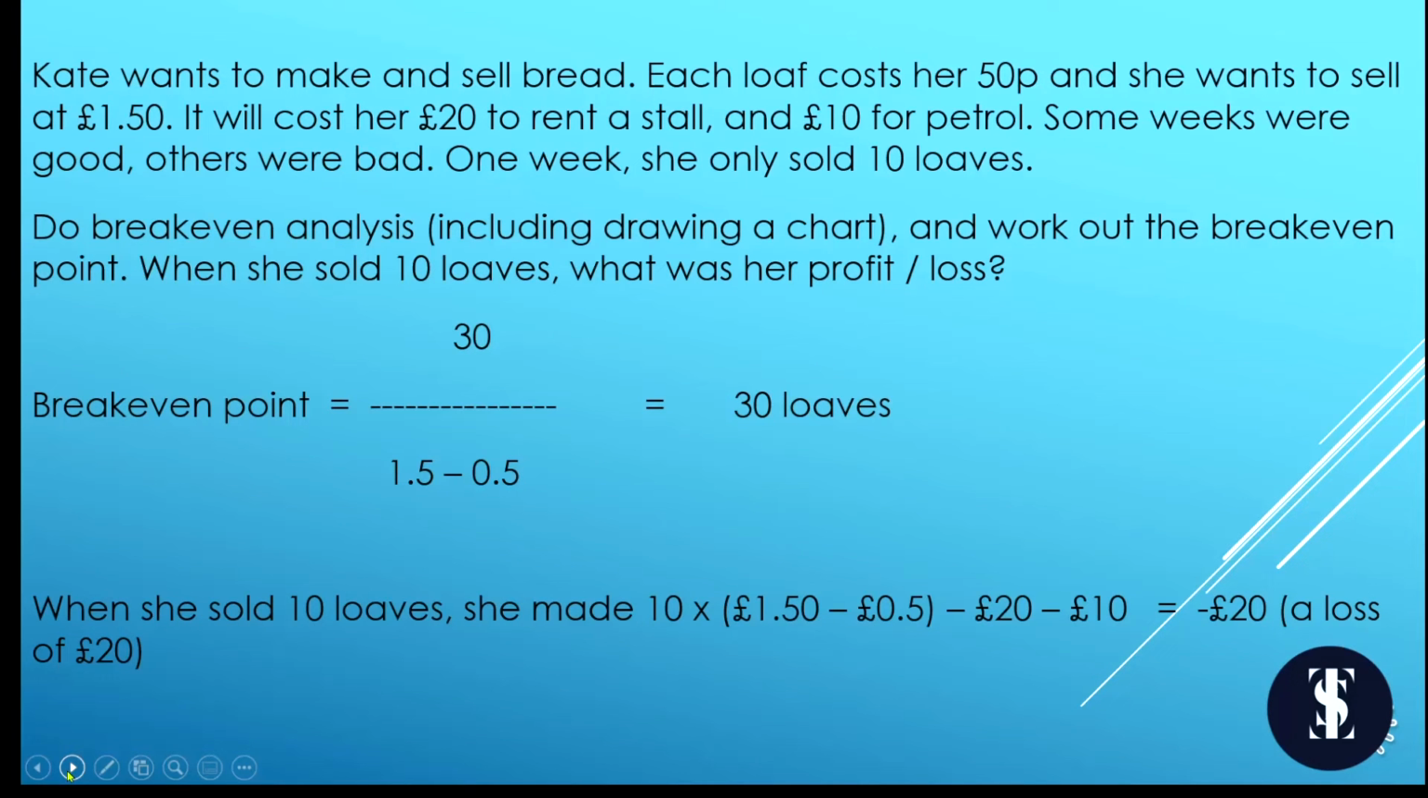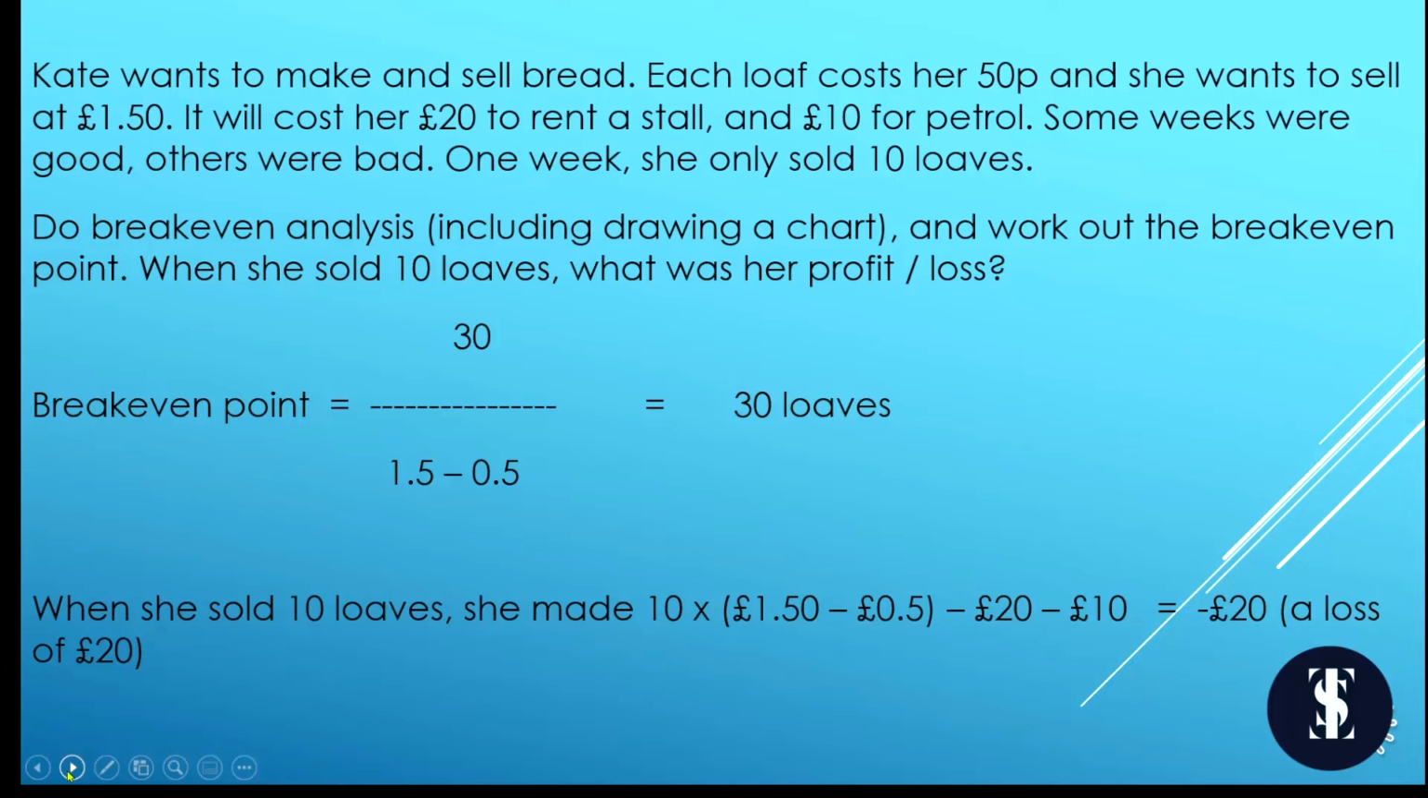Let's do a worked example. So Kate wants to make and sell bread. Each loaf costs her 50p, and she wants to sell at £1.50. It will cost her £20 to rent a stall and £10 for petrol. Some weeks are good, some weeks are bad. One week she only sold 10 loaves. So let's do the break-even figures.